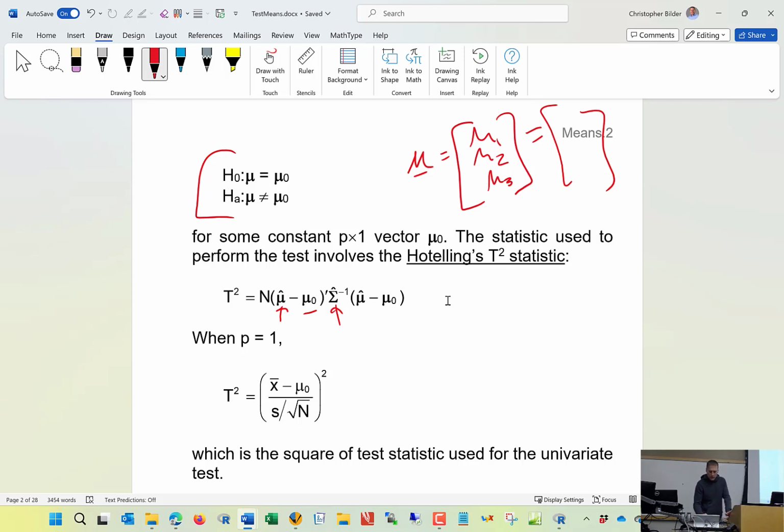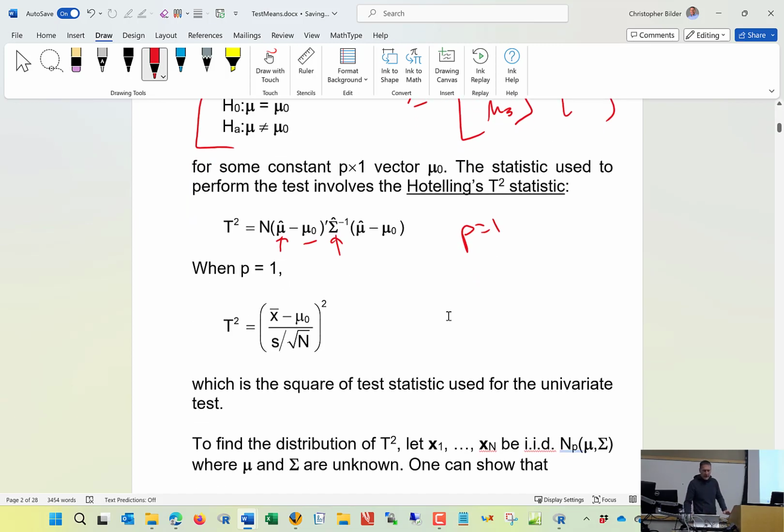And if you were to look at the particular case where you have only one variable overall, meaning one overall mean, so p is equal to 1 in our normal notation of p being the number of variables, then this quantity here ends up simplifying down to your regular old t test statistic squared. So that's a nice property to have.